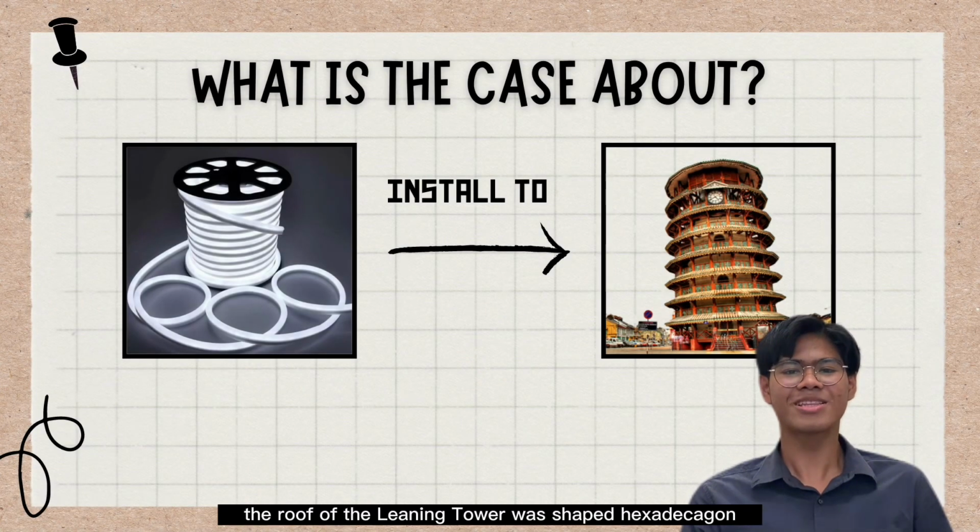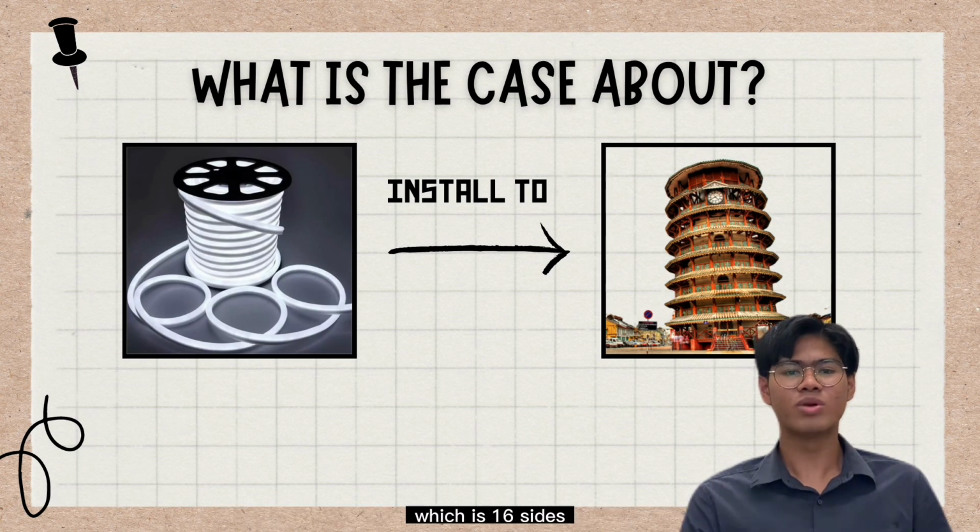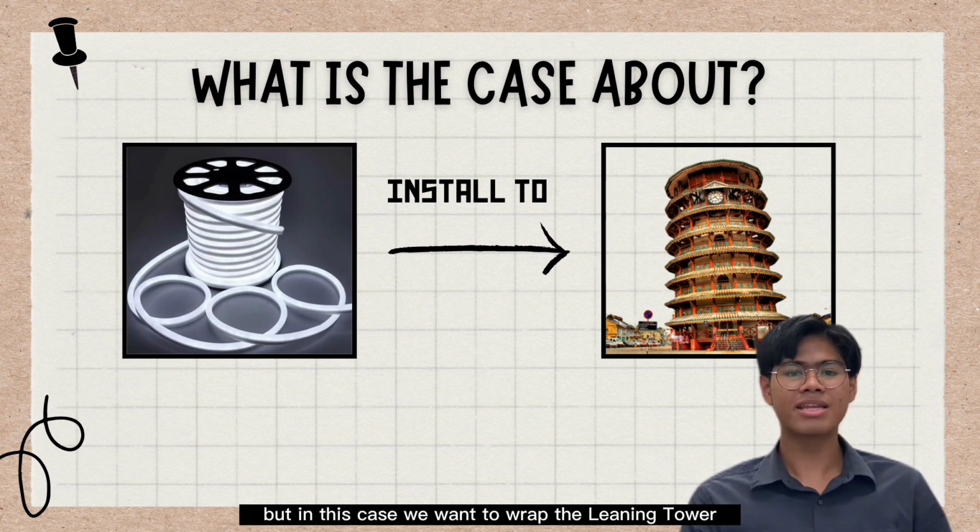The roof of the Leaning Tower is shaped as a hexadecagon, which has 16 sides. Each side is 2.3 meters. But in this case, we want to wrap the Leaning Tower with RGB light in circle form.